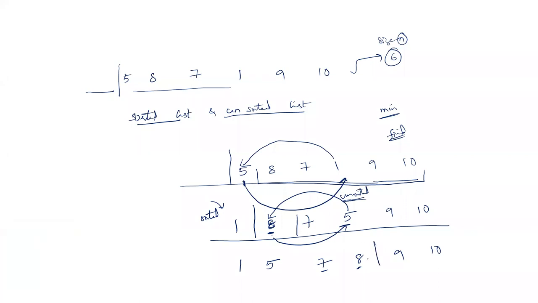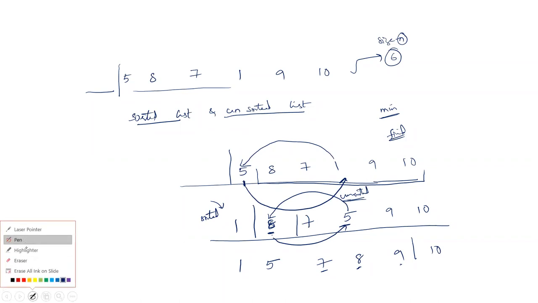Okay, next. Take the minimum element from this, compare with the remaining elements. No swapping is done. Next, there are no more elements, therefore no comparisons or swapping are needed. Done. So this is the sorted list. All the elements are in sorted order. This is how selection sort works.